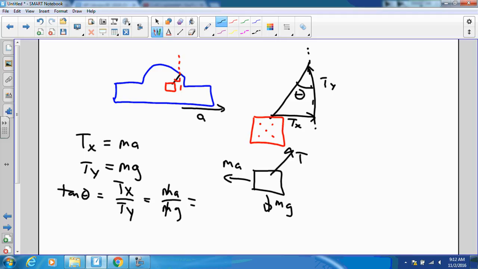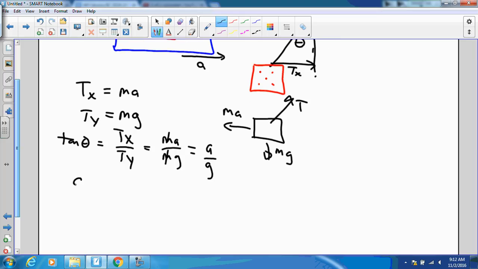So that, little did you know, but those fuzzy dice are actually an acceleration meter. Specifically, the acceleration of the car is equal to g times tan theta. So you put a little protractor on your fuzzy dice, and you've got yourself an instant acceleration meter for the car. Who knew?